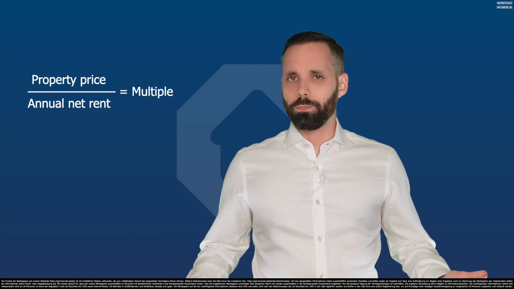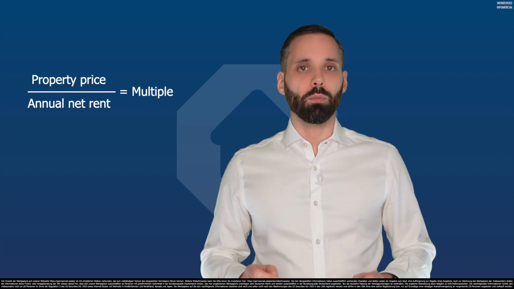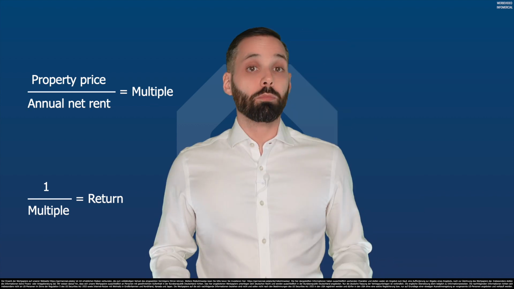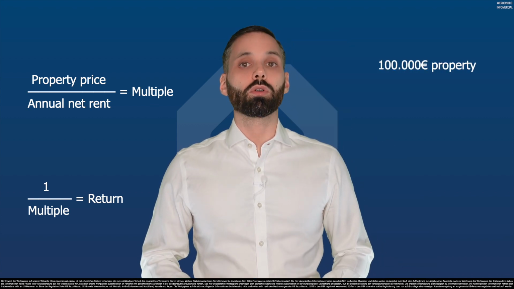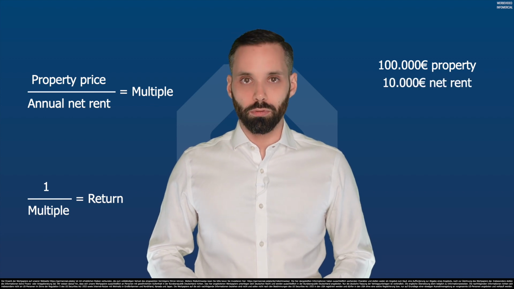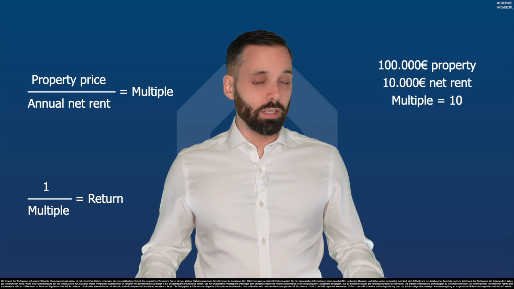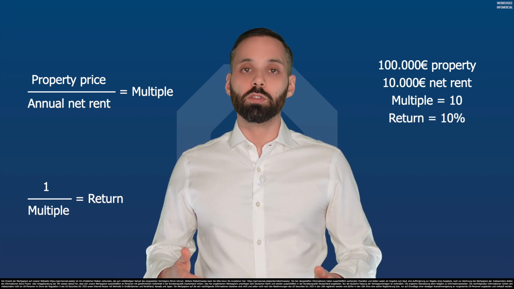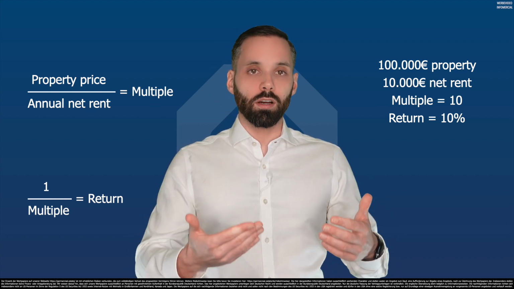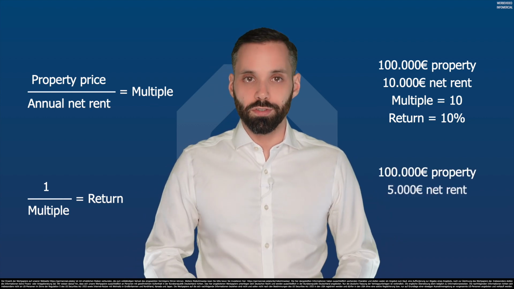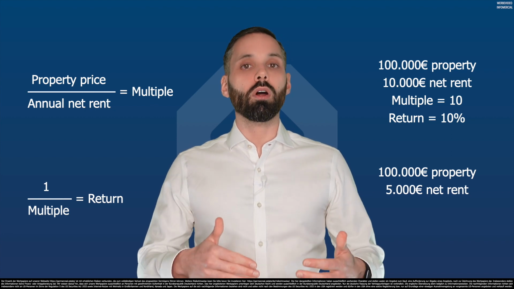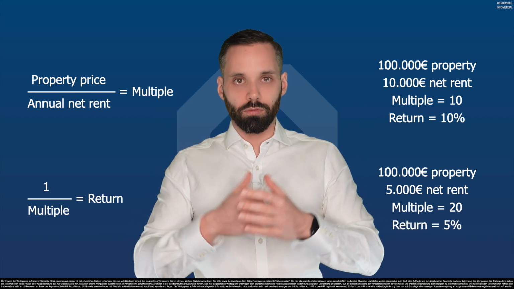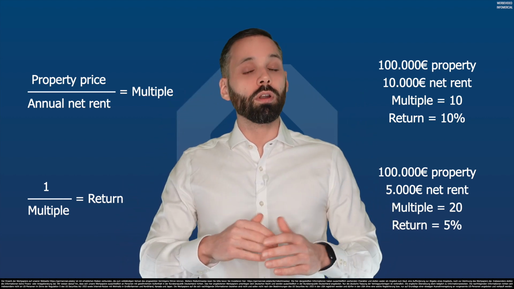But what does it tell me now? Well, maybe the second formula helps you more: we divide 1 by the multiple in order to get the return of your rental property. A property worth 100,000 euros that returns 10,000 euros in net rental income per year would have a multiple of 10, right? 100,000 divided by 10,000. And the return is 10% because we divide 1 by 10. A 100,000 euro property returning only 5,000 euros in net rental income would have a multiple of 20 and a return of 5%. So the higher the multiple of your property, the lower your return and vice versa.